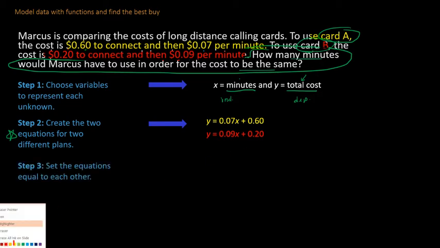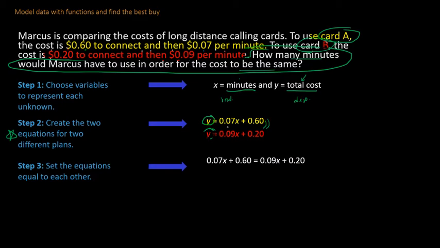Now comes the part where we figure out how many minutes would Marcus have to use for the cost to be the same. Well, remember, y is representing cost in both of these equations. So if cost is the same, that means that y, these two y's, are equal to each other. If these two y's are equal to each other, that means that these two statements are equal to each other as well, and I can set them equal to each other. So I get that part in yellow that I had set equal to that part in red. I have 0.07x plus 0.6 equals 0.09x plus 0.2.